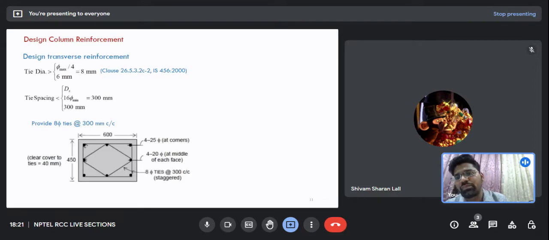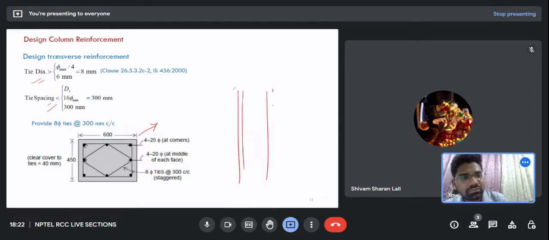Now other design would be the tie diameter and the tie spacing. I'm not emphasizing on them. You can look at it on your own. So the final reinforcement detailing of this column would be like this. So we will be having this column with longitudinal bars and ties. So these ties are spaced alternatively.